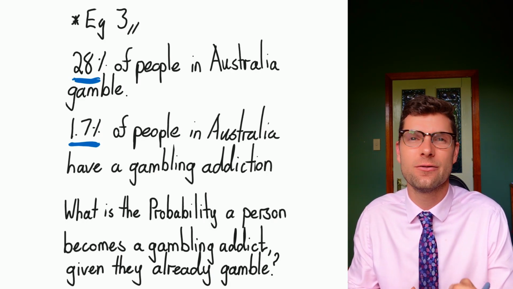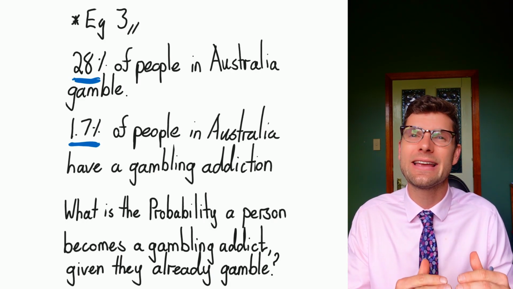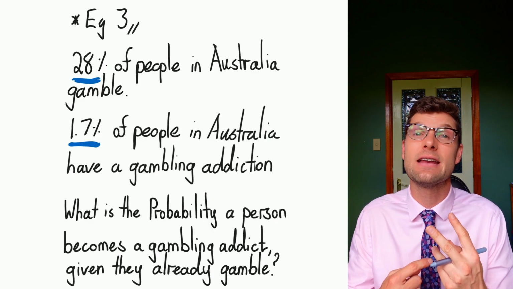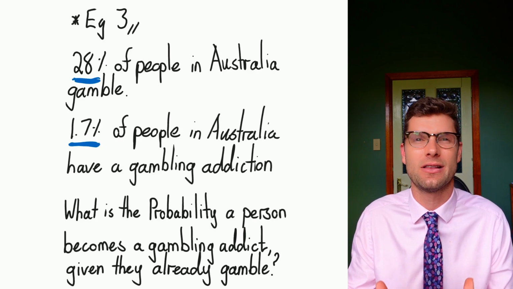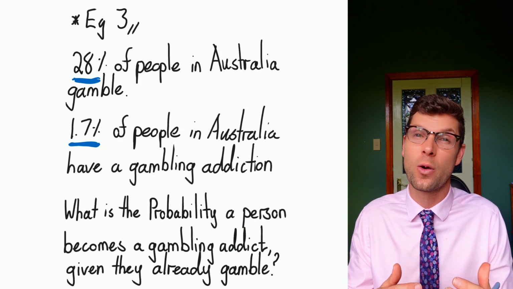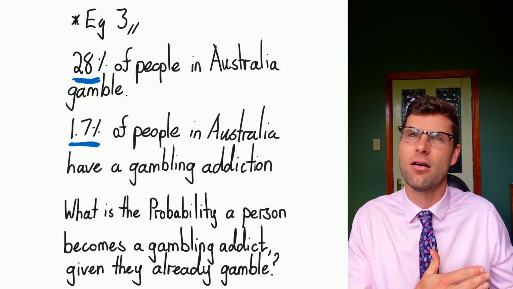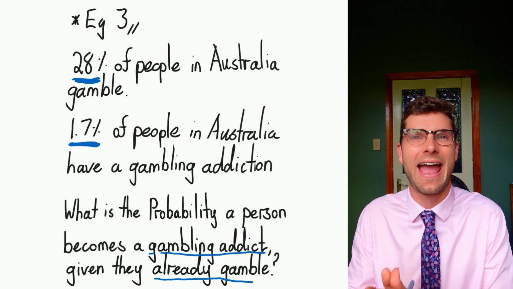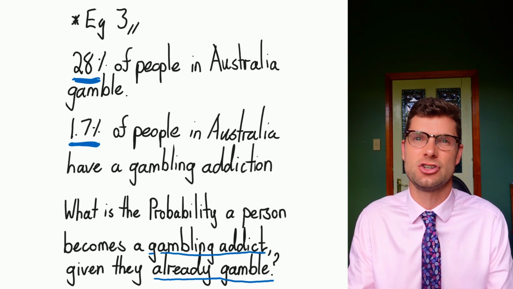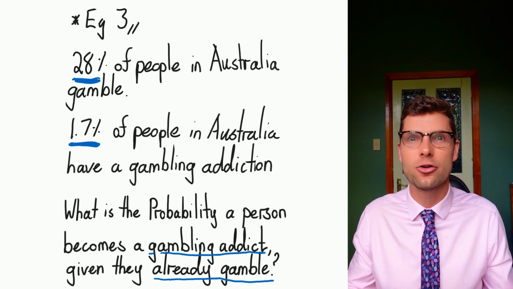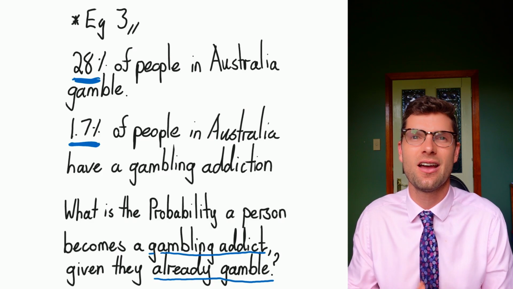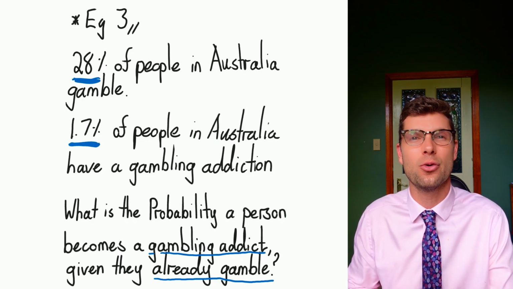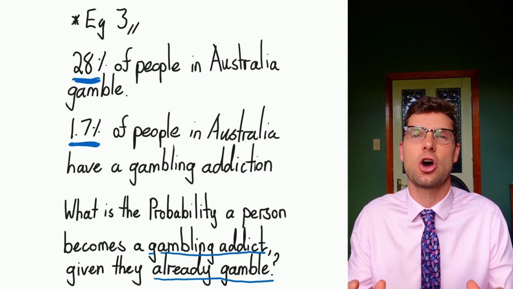But there is a massive problem with this. The gambling addicts are only going to be people that do gamble. So they've been accounted for twice in our population survey. So what a better question is, hey, if you gamble, what is the chance that you are going to become a gambling addict? So the sample space has changed. We're not looking at 100% of Australia's population. We are just looking at the 28% of people that already gamble. So this changes the entire equation.